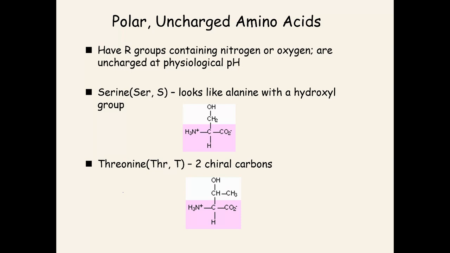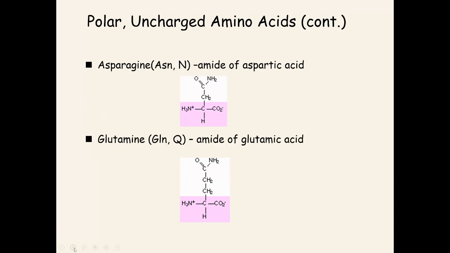Okay, serine looks like alanine, but with a hydroxyl group. Super important amino acid that plays a big role in the active site of enzymes. Also threonine as well, also important in the active site of enzymes. So we will see that later in, I believe, chapter 7. And then here's asparagine and glutamine.